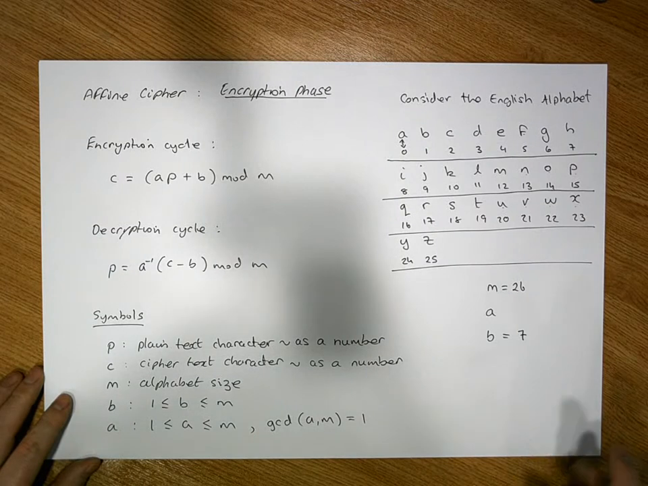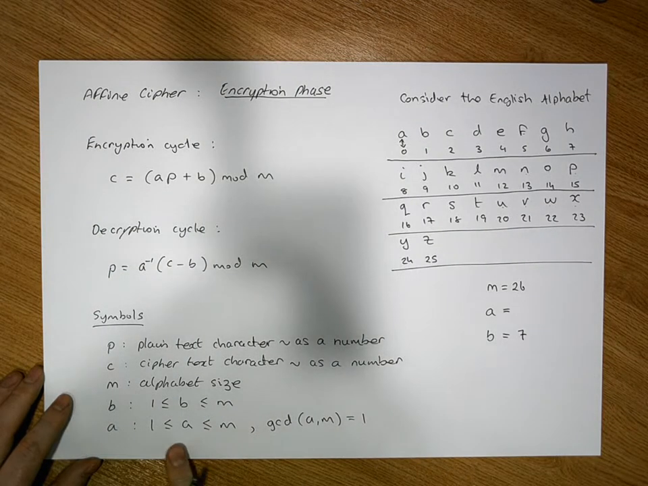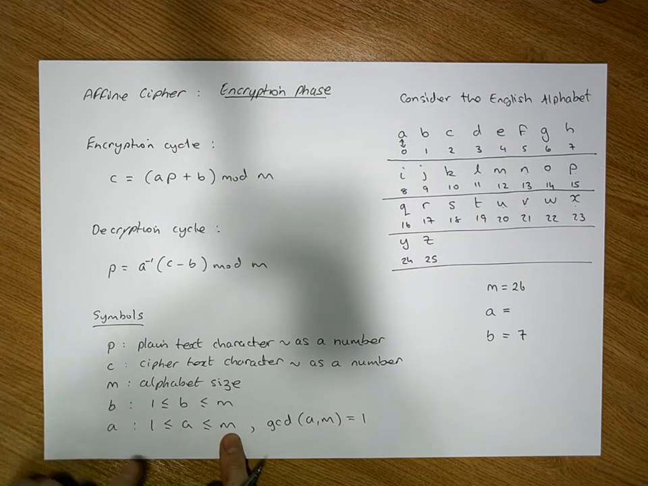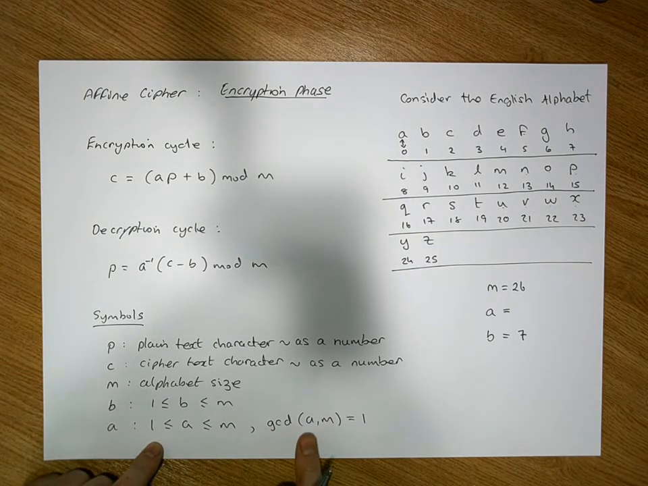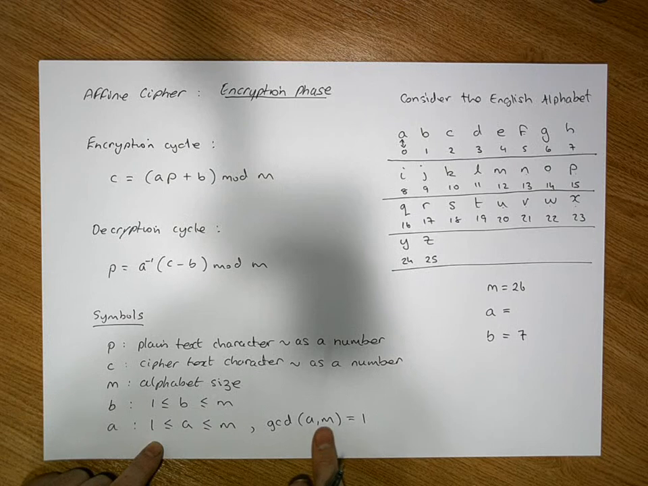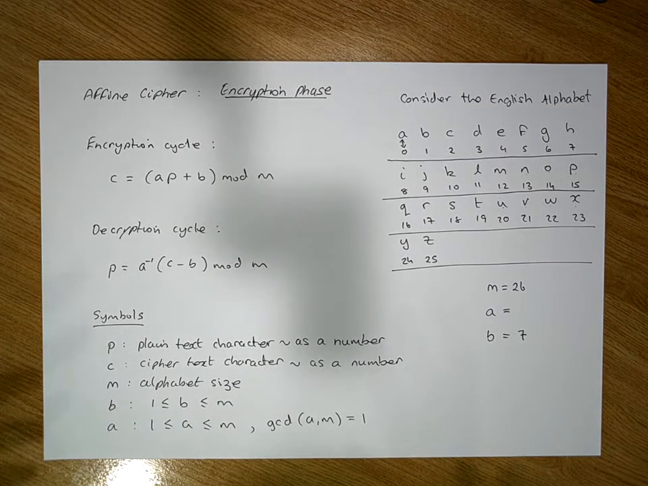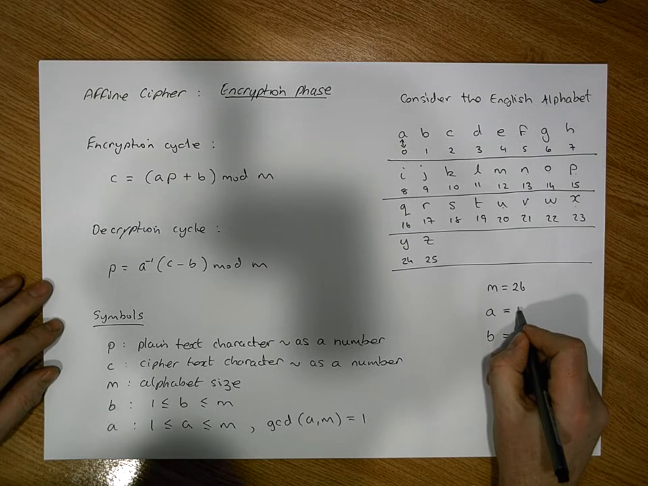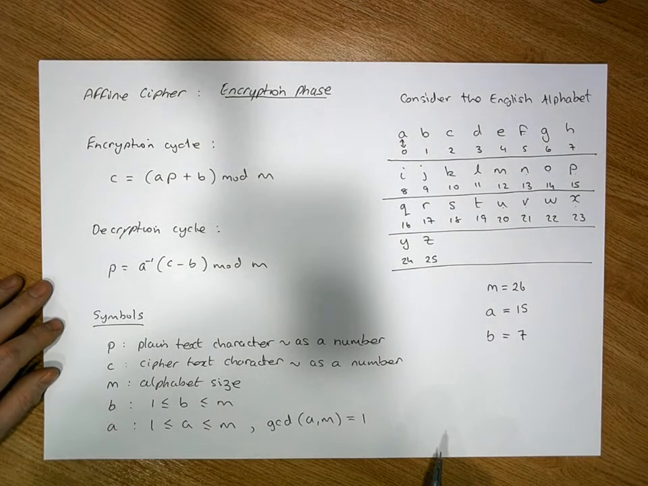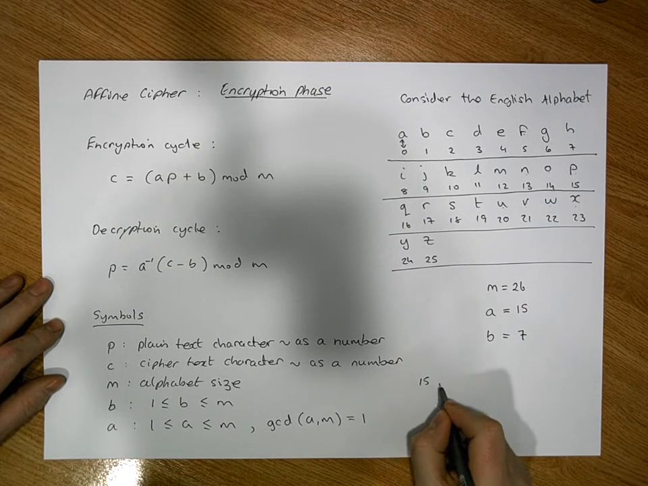I also want to choose a value for A. It's important that A is a number between 1 and 26, less than or equal to M. But more importantly, the greatest common divisor between itself and M, itself and 26, must be equal to 1. Now I'm just going to pull a number out of the sky. The number I'm going to choose is 15. Let's consider the number 15.